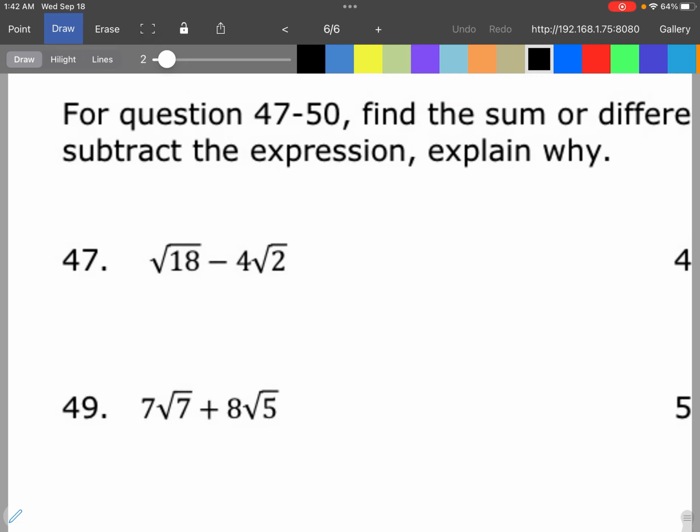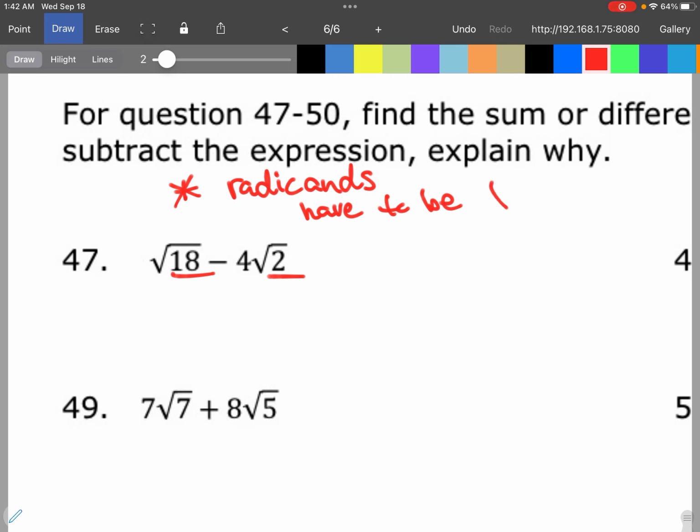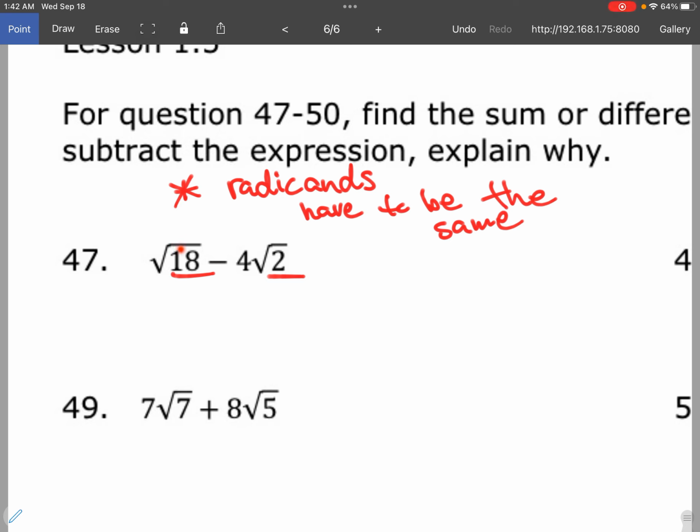Anyway, so the rules, y'all. The rules is if we're gonna add these bad boys or subtract, radicands have to be the same. Real simple. So right now in this situation, we cannot add the square root of 18 with the square root of 2. We're going to call for some side math, okay?